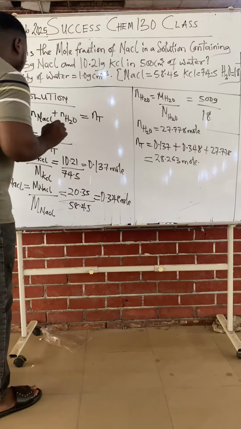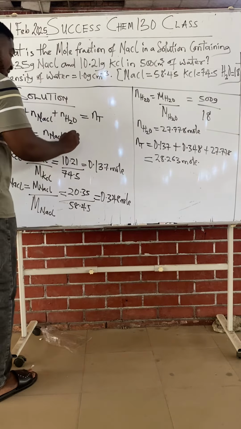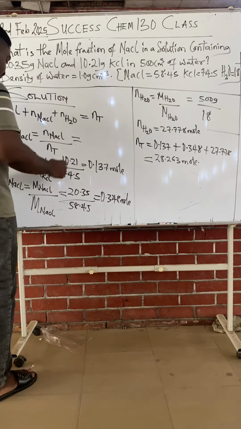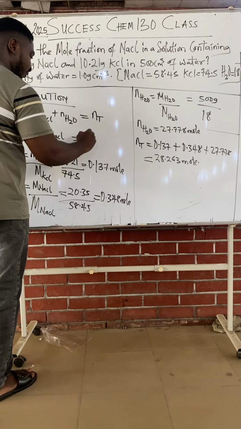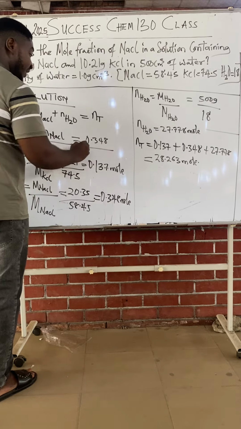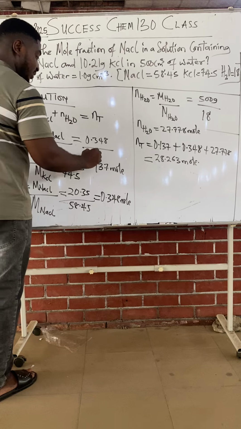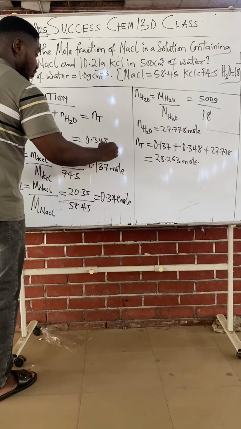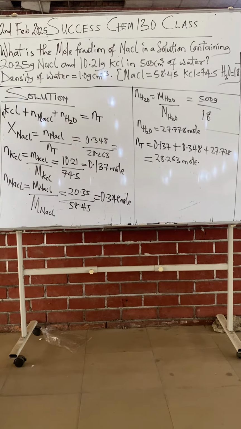Now, which of them do we have to find the mole fraction of? NaCl. Number of mole of NaCl is 0.348, right? Divided by total number of mole, 28.263. So 0.348 divided by 28.263. Who has done it already? 0.012.